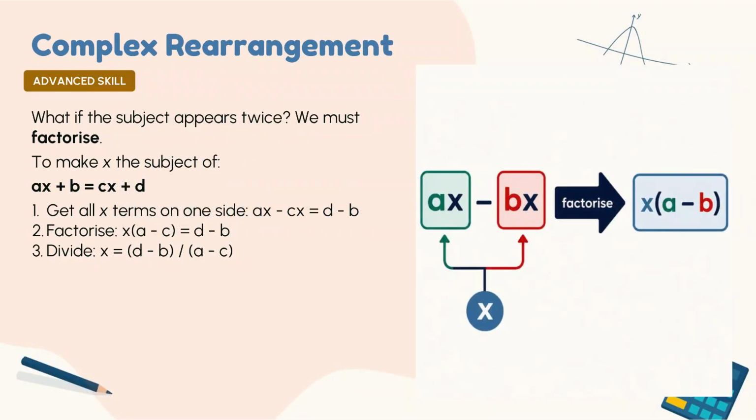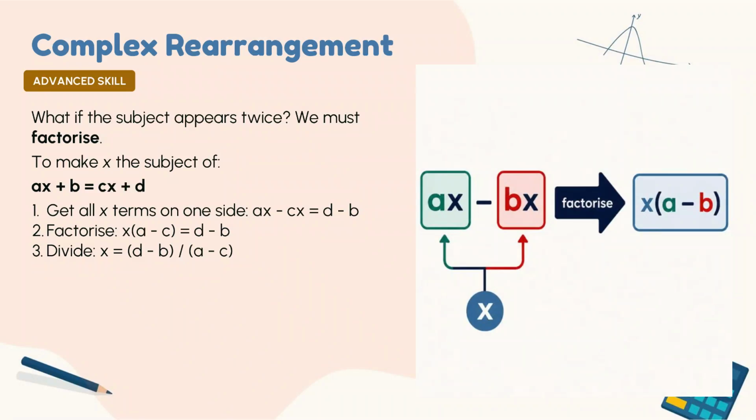Now, let's look at a more advanced rearrangement. Sometimes the subject appears more than once. For example, make x the subject of ax + b = cx + d. First, get all the x terms on one side. Subtract cx from both sides and subtract b from both sides.